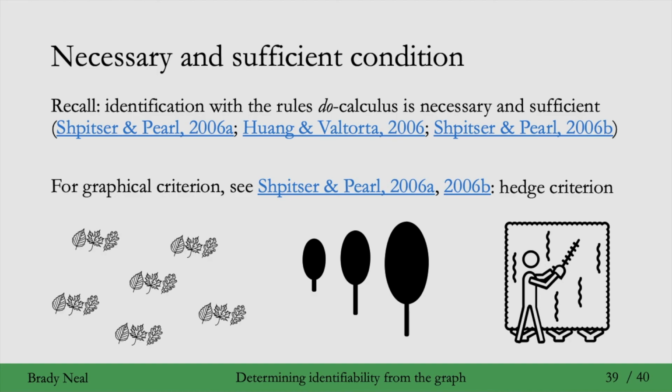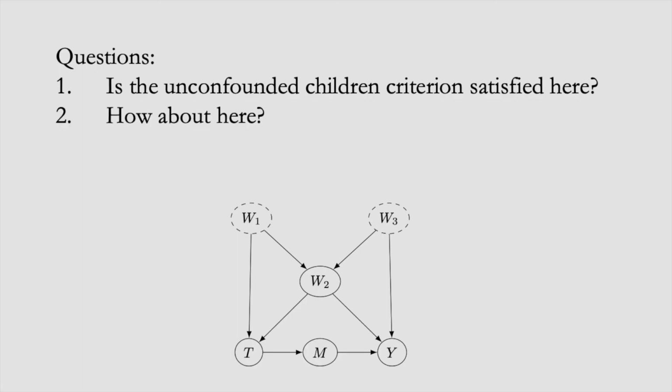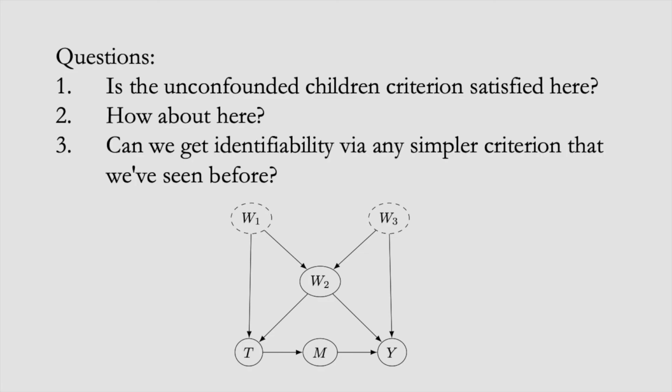And we'll conclude this section with a question. So consider this graph here. Is the unconfounded children criterion satisfied here? If I change the graph to this one, how about here? Is the unconfounded children criterion satisfied in this graph? And in this graph, can we get identifiability via any simpler criterion that we've seen before this section?